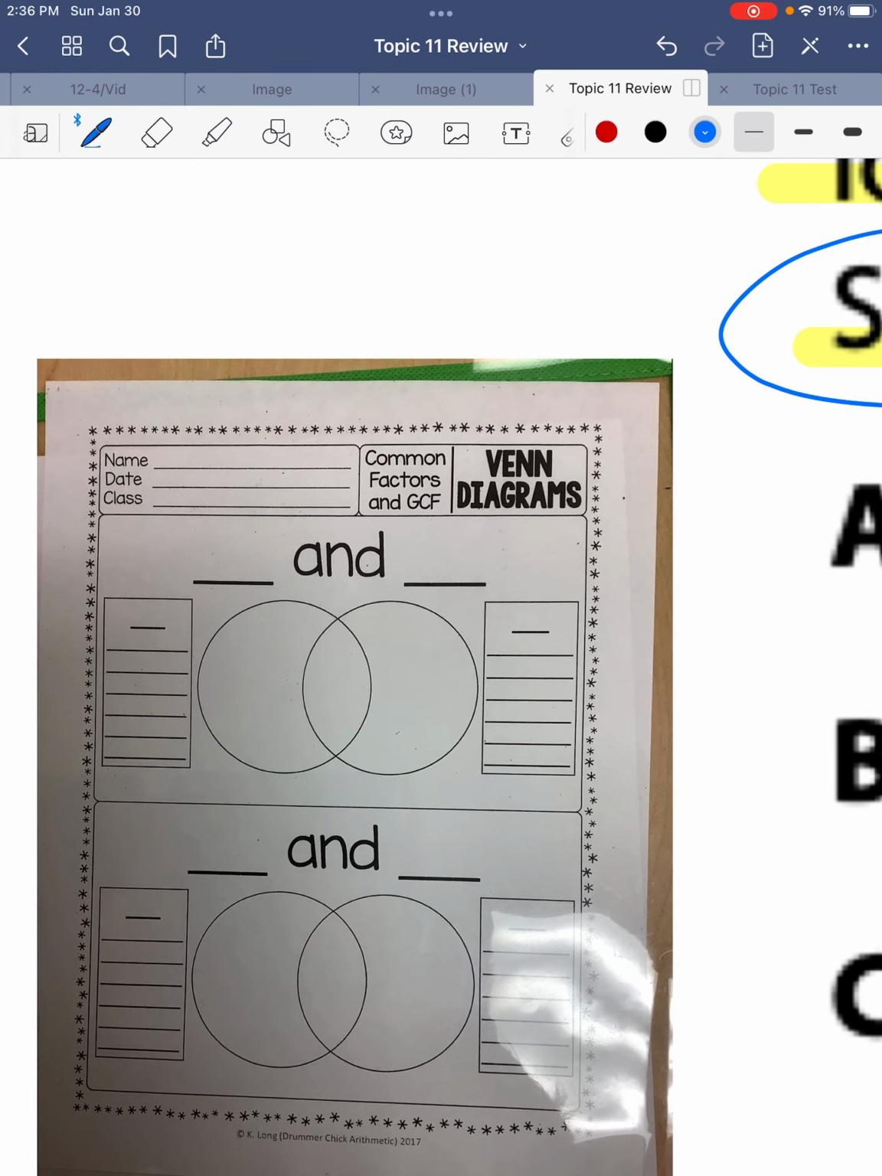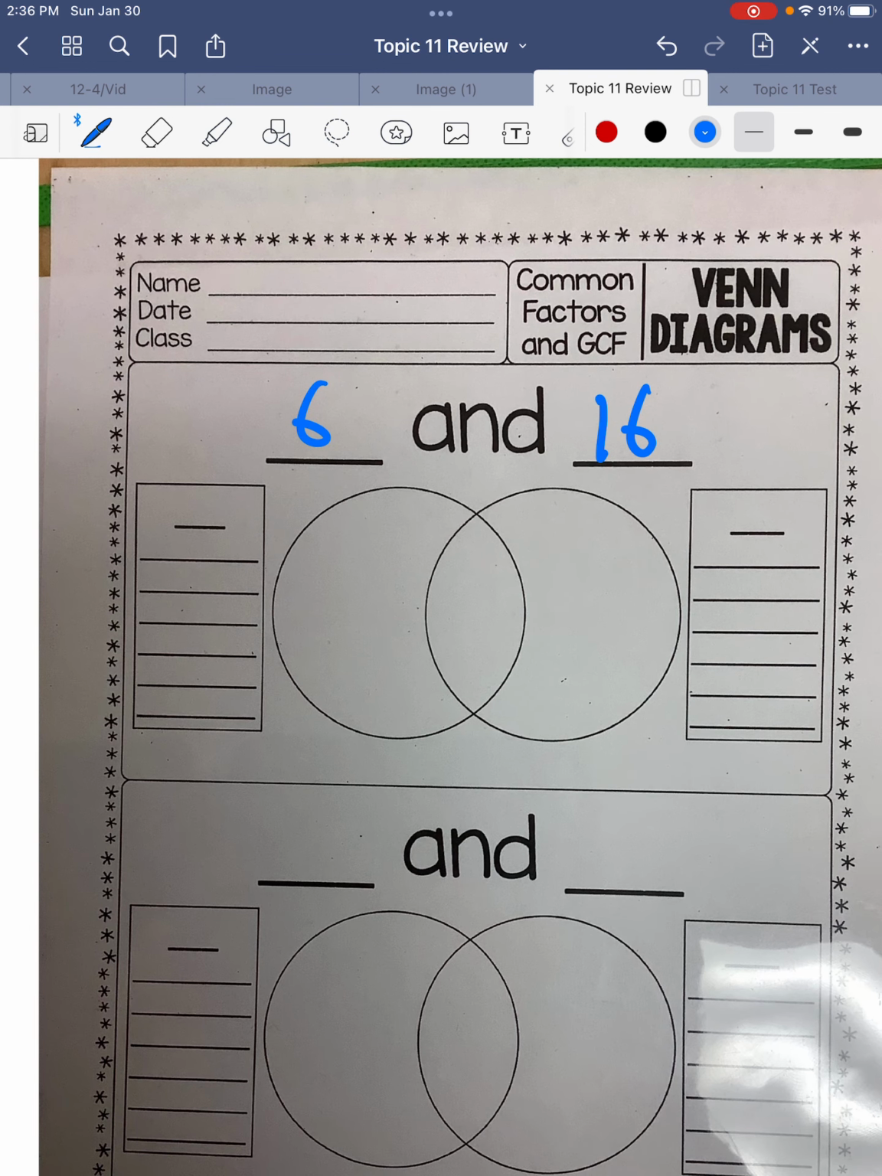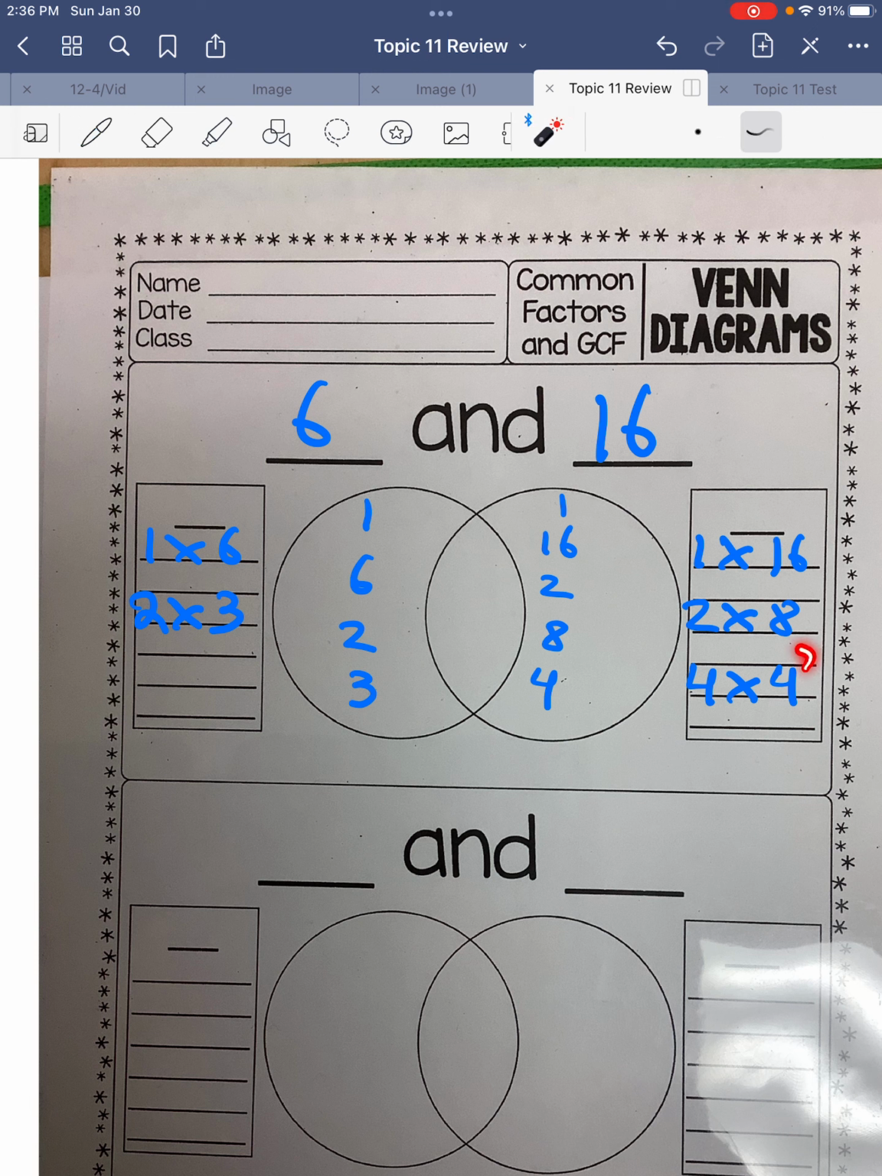So I'm going to go back into my chart. I have 6, I have 16. Two numbers I can multiply together to get 6 are 1 times 6 and 2 times 3. For 16, I have 1 times 16, I have 2 times 8, and I have 4 times 4. Put them in their circles, 1, 6, 2, 3. For 16, I have 1, 16, 2, 8, 4. Remember, if you have a number twice, you only need to put it on here one time, okay?